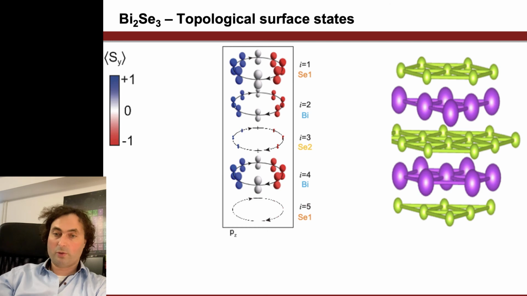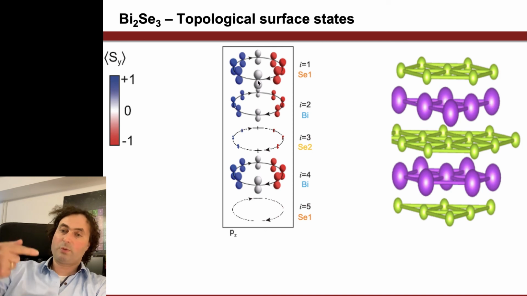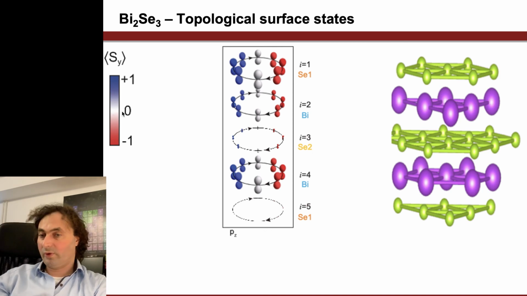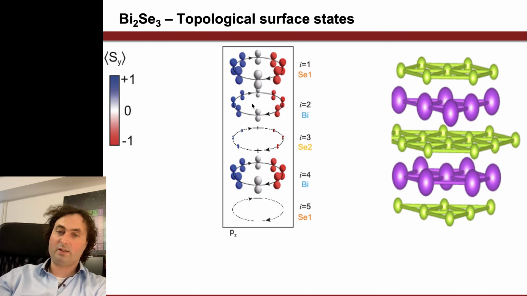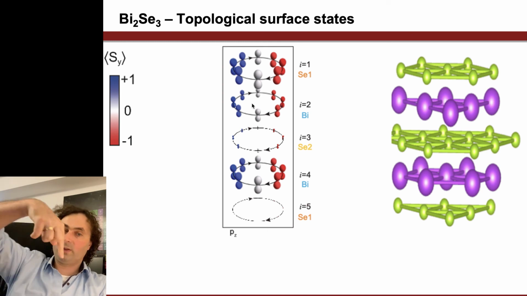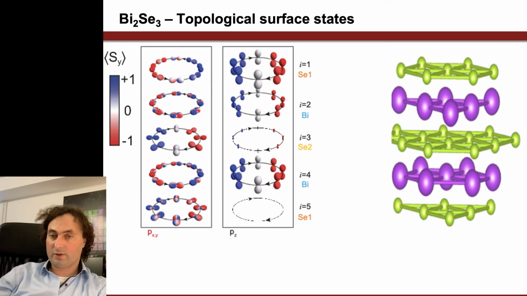Now we also put in some color here, and that color is related to the expectation value of Sy. So you see at this point it's pointing in the minus direction, here it's pointing in the plus direction, and in between it's pointing in the x direction, such that Sy, the expectation value, is exactly 0. So your spin is rotating around the Brillouin zone.